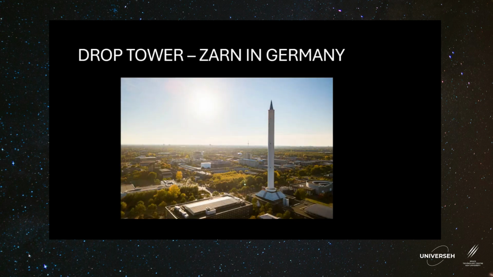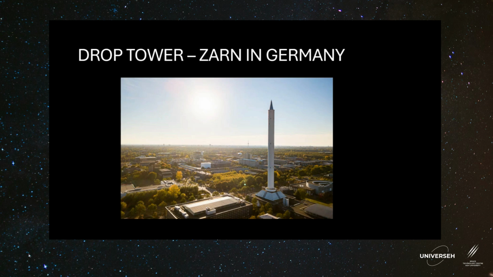Second method how we can create microgravity is drop tower. This is the ZARM in Germany, the ESA drop tower. The idea is very simple. Inside, we have a cylinder. We have some box or capsule where we can put some stuff, and we create vacuum inside the drop tower.